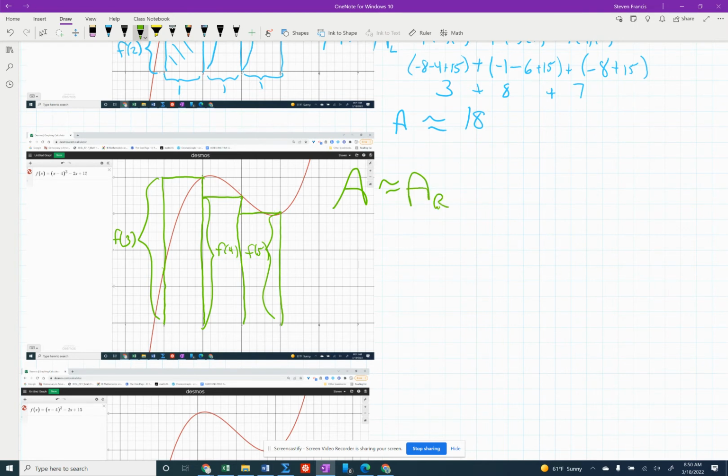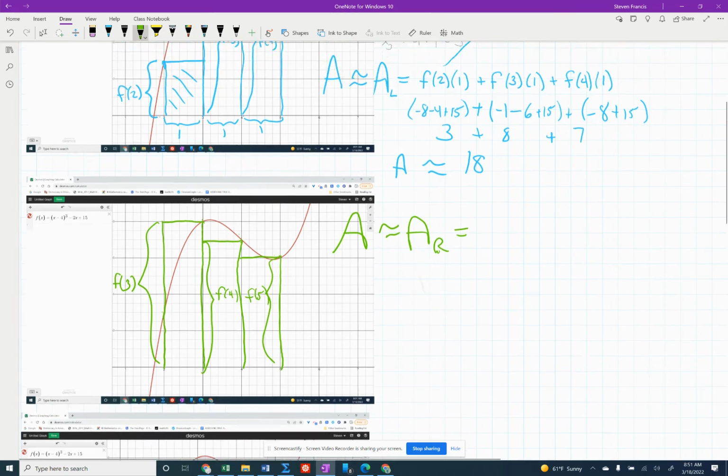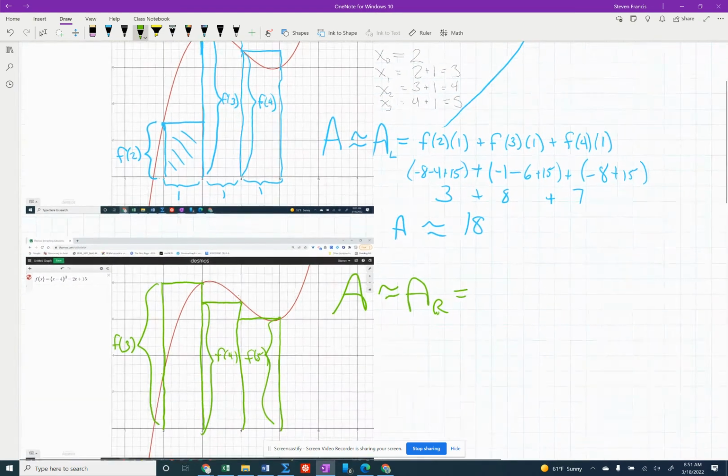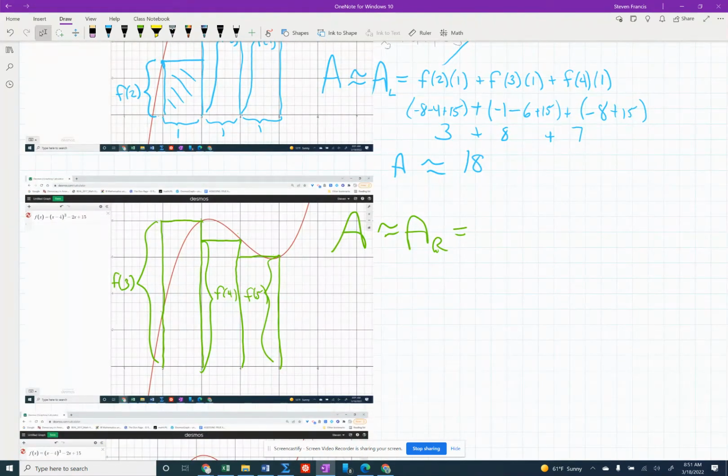These things are all called Riemann sums, by the way, and I'll tell you that name again later, named after a mathematician, George Frederick Bernard Riemann. But nonetheless, again, all these problems here start with the same thing. You find delta x, then you find the endpoints of your subintervals, and then you go through finding the area of the rectangles. So for the right-hand endpoint rectangles, remember it's now f of 3 is our first value times 1, plus f of 4 times 1, plus f of 5 times 1.